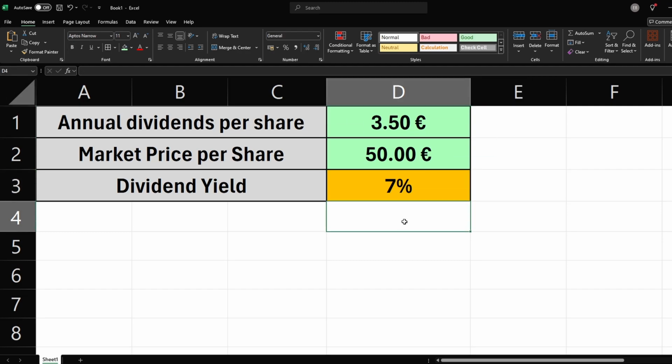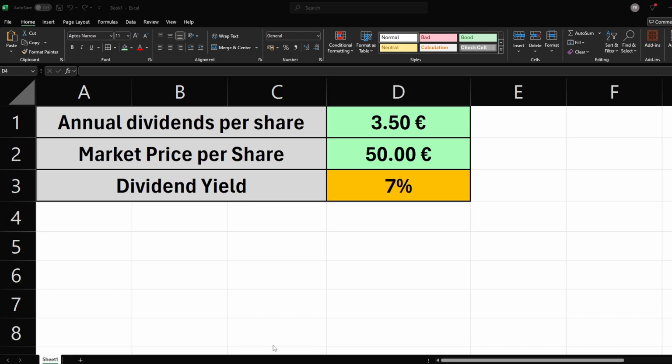And that's how you calculate dividend yield in Excel. It's a simple but powerful tool for evaluating investment income.